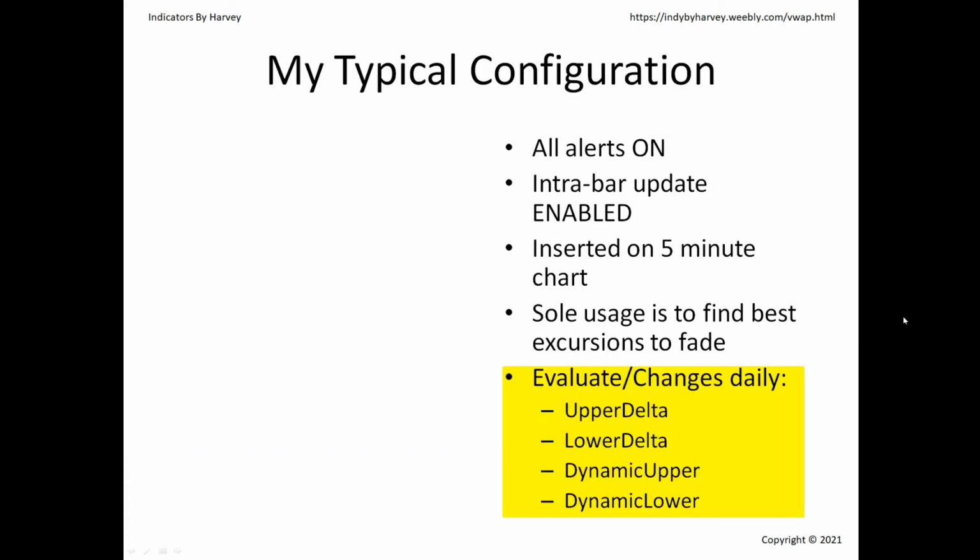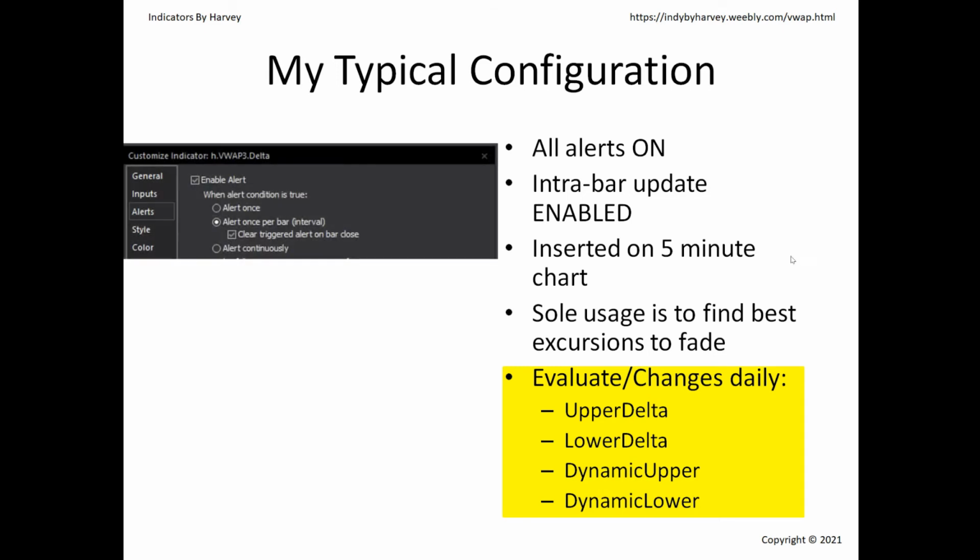Let's take a look at how I set the configuration for my trading when I trade either the ES E-mini futures or the SPY ETF. First of all, I enable alerts. I set it to be a once per bar and clear the alert on the bar close.